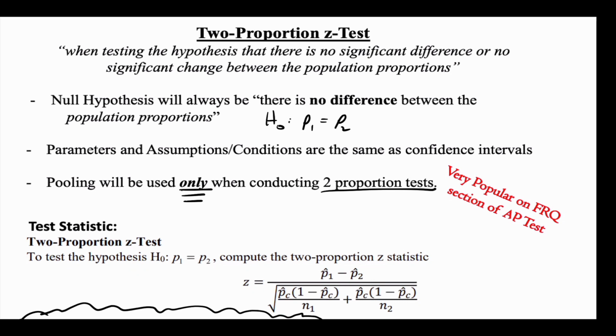Parameters and assumptions are all the same as yesterday. Nothing has changed. Pooling, something that only happens on this test, is called pooling. Pooling is when we combine samples. Okay? We combine samples because sometimes one sample is a lot bigger than another sample, and if that's the case, they kind of outbalance each other.